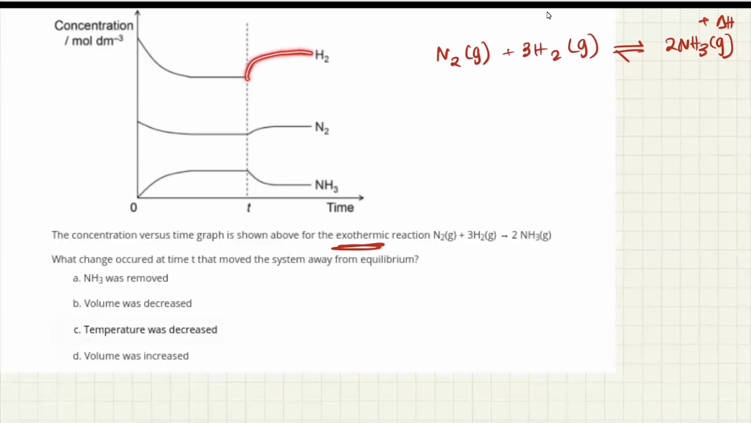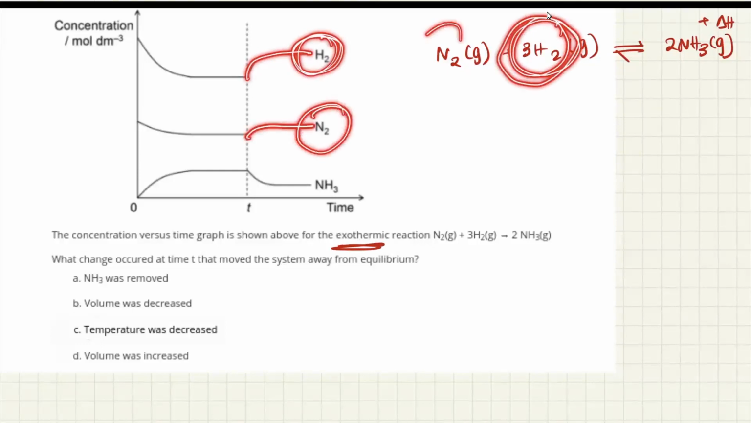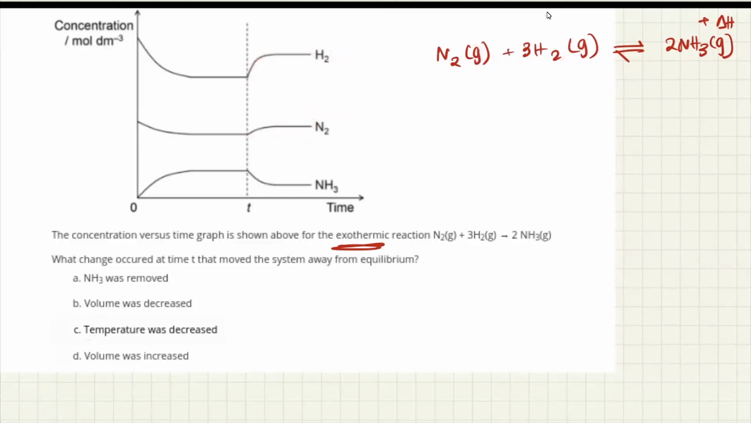What happened to our H2? It's actually increased. N2 is also increased. So we can see that the ones on the reactant side are increasing, while the NH3, which is on the product side, is decreasing, right? That means our reaction is actually going in the reverse direction, to the left. Now we can apply the options to see which one is correct.